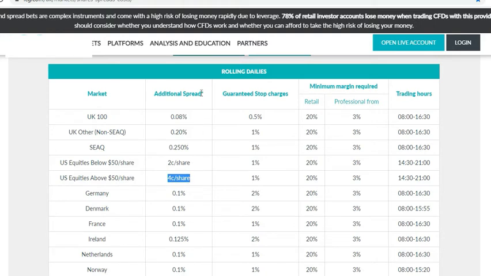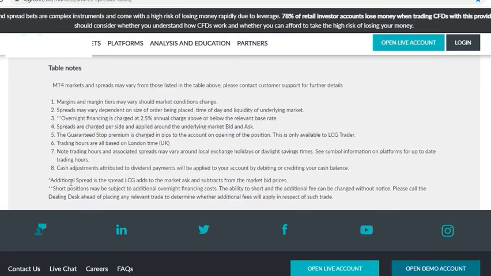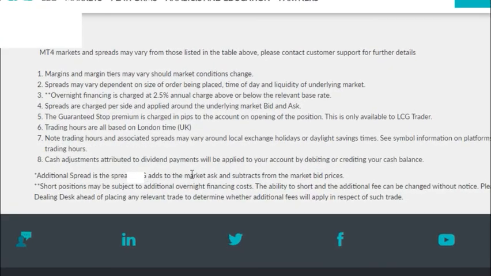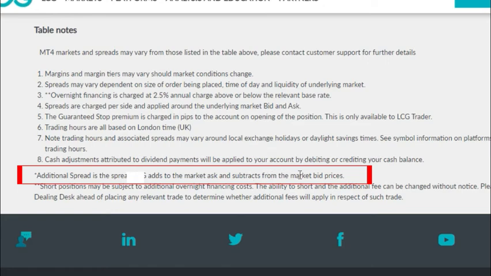But this asterisk here, leading us to the small print, basically says, and this is really bad, additional spread is the spread this company adds to the market ask and subtracts from the market bid. Now I emailed them about this, and they said, yeah, they add 4 cents to the ask, plus they subtract 4 cents from the bid. That means that's an 8 cent spread, not a 4 cent spread. So not only are companies saying they don't charge a fee, they're even being a little bit sneaky with telling you exactly what spreads they add. So this is something you've got to be really careful of.